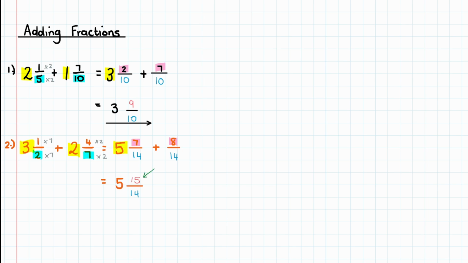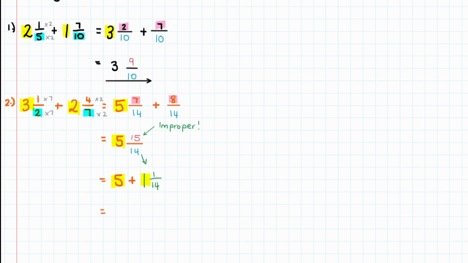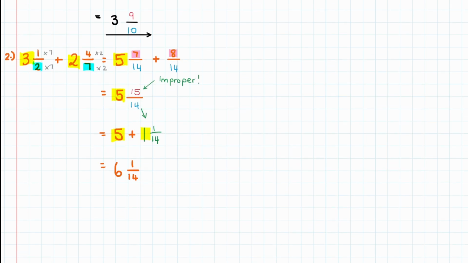But 15 over 14 is improper. And this is where that rule comes in, where you need to add any extra whole numbers. Because I'm going to turn 15 over 14 into a mixed number, which will leave me with 1 and 1 over 14. Now I can add my extra whole numbers by saying 5 plus 1 is 6. And my final answer is 6 1/14.